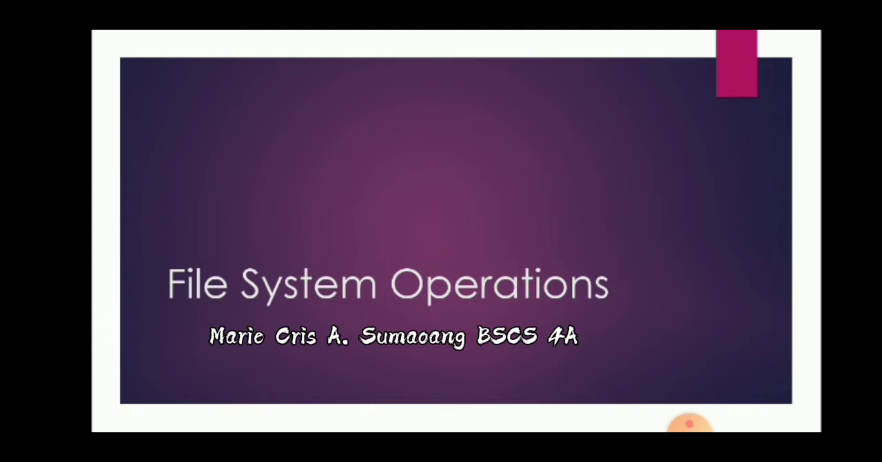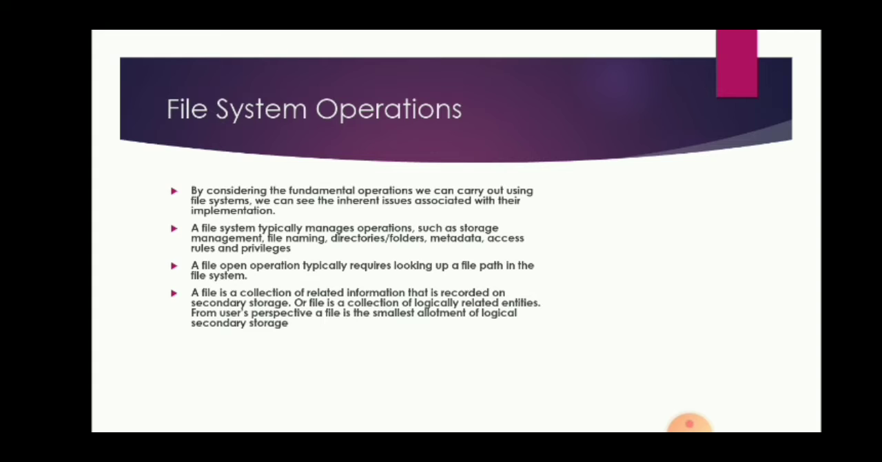File system operations. By considering the fundamental operations we can carry out using a file system, we can see the inherent issues associated with their implementation. A file system typically manages operations such as storage management, file naming, directories, folders, metadata access, rules, and privilege. A file open operation typically requires looking up a file path in the file system.